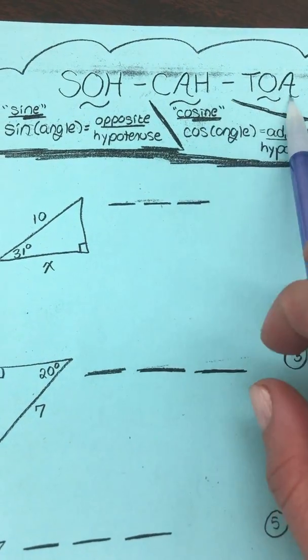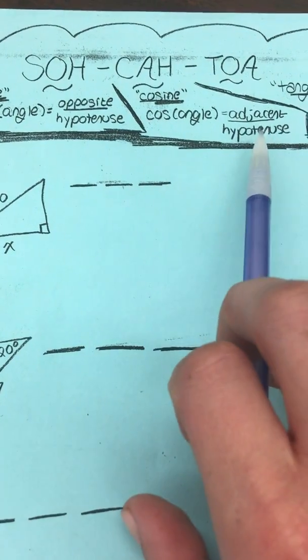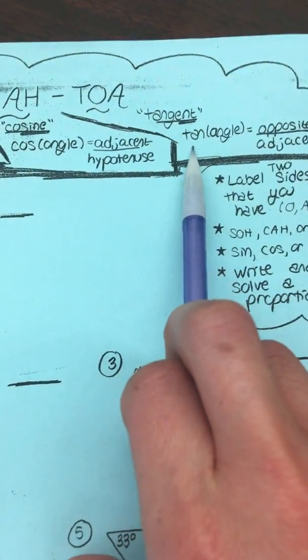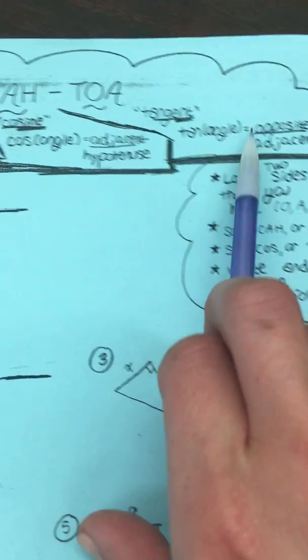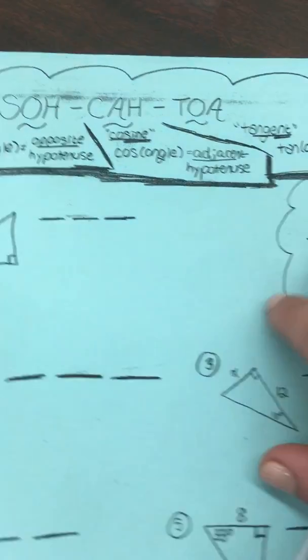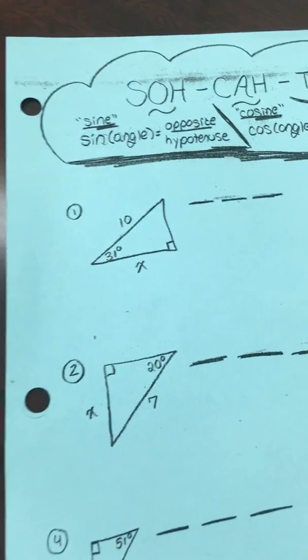Cosine, CAH, CA, stands for cosine of the angle is equal to the adjacent side over the hypotenuse. And then tangent, the tangent of the angle is equal to the opposite side over the adjacent. The way that you can identify the opposite, adjacent, and hypotenuse, I'm just going to turn this paper over, if you want to take some notes somewhere else.